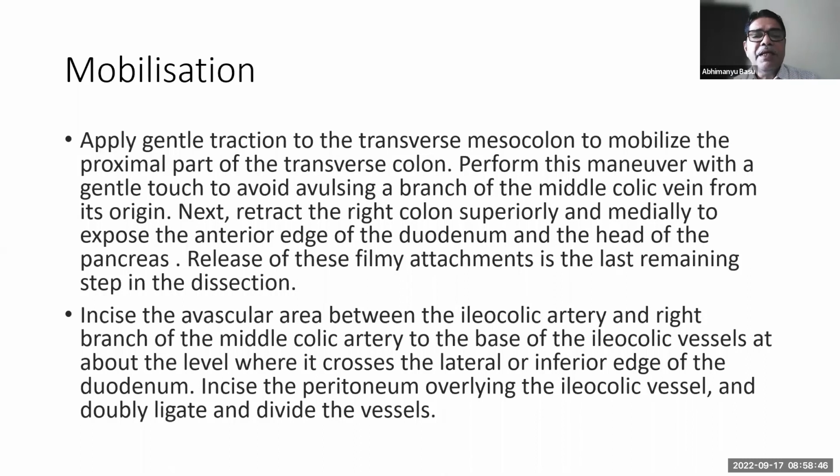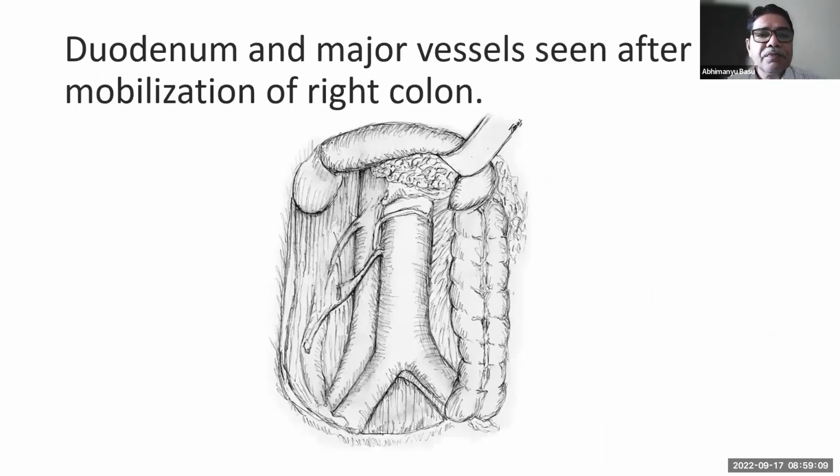Incise the avascular area between the ileocolic artery and the right branch of the middle colic artery to the base of the ileocolic vessels at about the level where it crosses the lateral or inferior edge of the duodenum. Incise the peritoneum overlying the ileocolic vessels, and doubly ligate and divide the vessels. Now we can use the vascular clip also. So this is the total dissection and total mobilization of the ileocolon, and you can see all the vessels and also the part of the head of the pancreas.